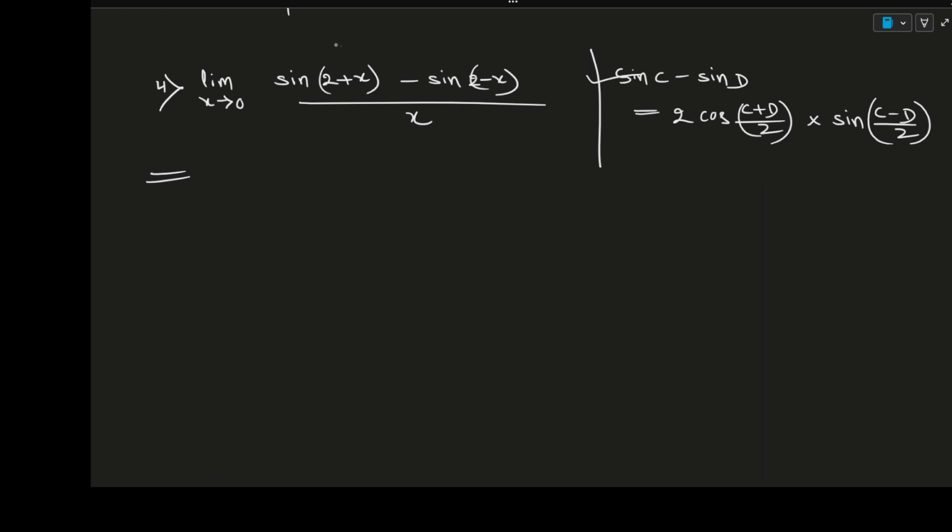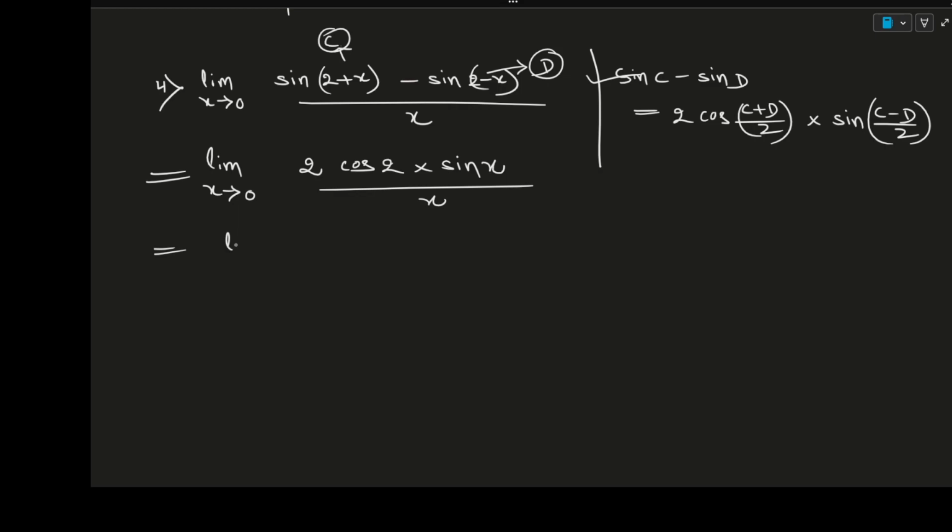Here 2 plus x is c, and 2 minus x will be d. So we'll apply the formula, then it will be 2 cos 2 sin x. Okay, and in the denominator I have x, I'm left with x.